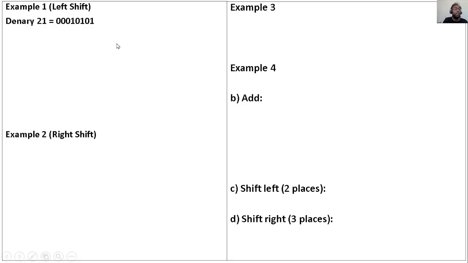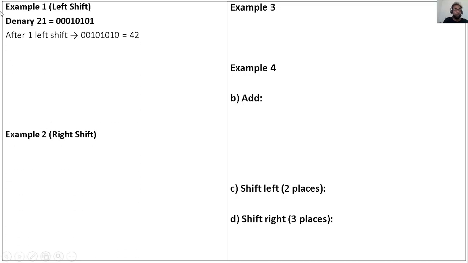Now let's say this is the binary number for 21. This is its binary. If we left shift it towards the left, it will be doubled. The new binary will show the number 42. Let's see how.